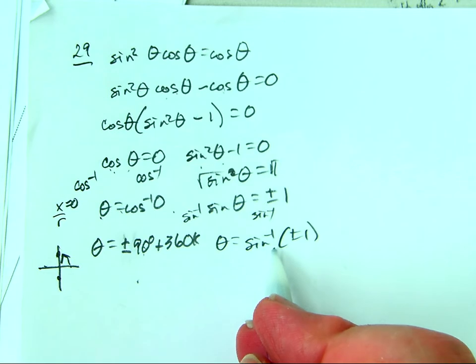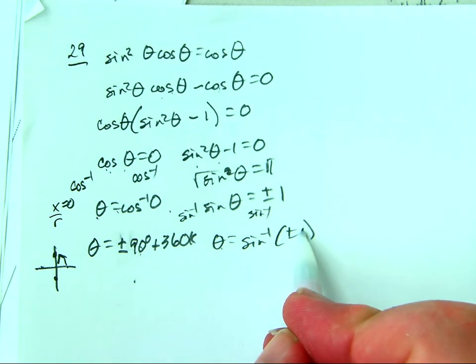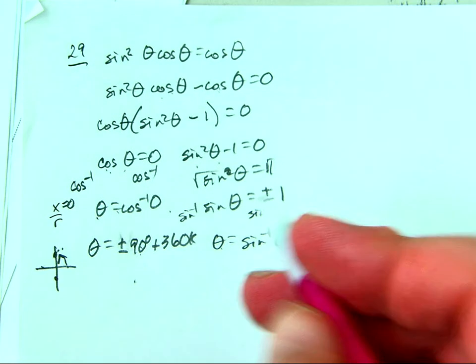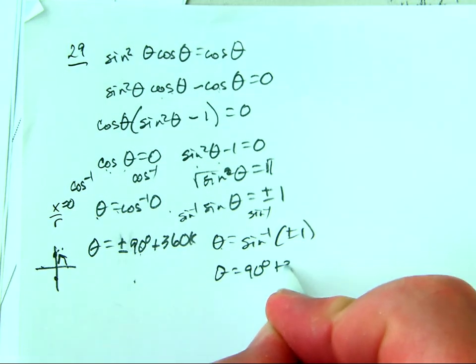So here, this is two sets of answers. What angle has a sine of 1? Well, that's going to be where y equals 1. That y only equals 1 up here. So that'd be 90 degrees plus 360k.